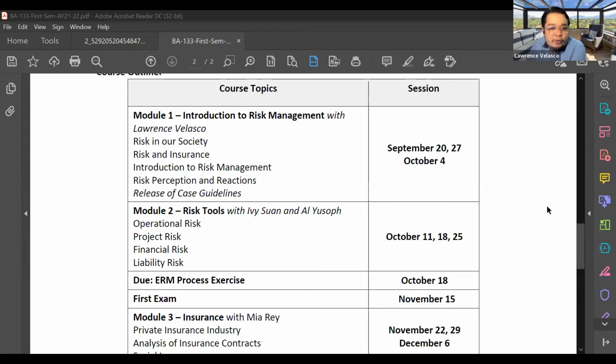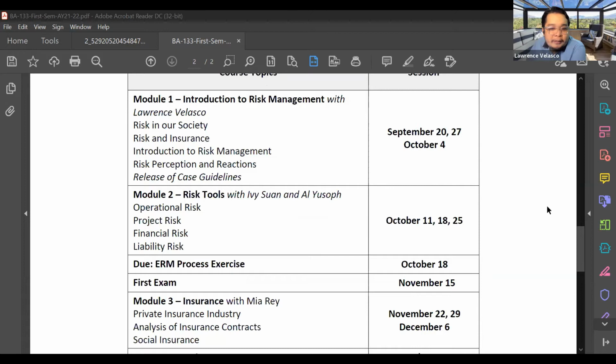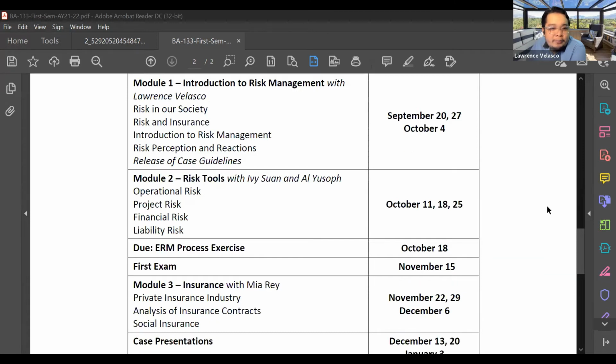In module 2, with Dr. Suwan and Professor Yusuf, they will be discussing specific types of risk. So ganun din, you will undergo the risk management process, but having specific risks in mind. So how do you measure that risk? How do you treat that risk? How do you control that risk? So operational, project, financial, and liability risks. So these are the major components, but of course, there are different risks within each one.